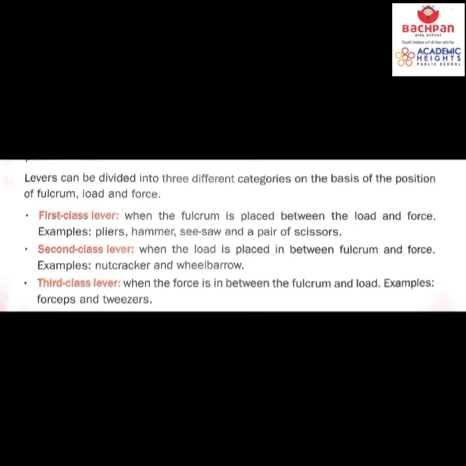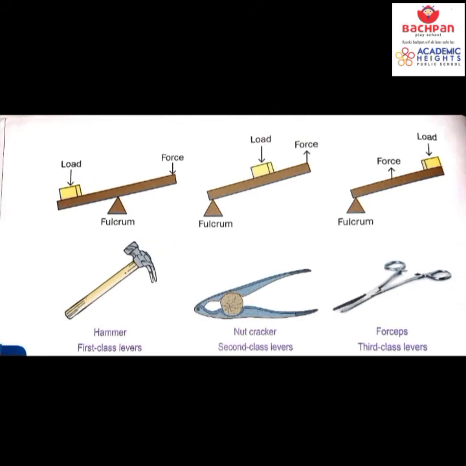जब हम fulcrum is placed between the load and the force, then we call it a first class lever. Examples: pliers, hammer, seesaw, and a pair of scissors. Second class lever: when the load is placed in between the fulcrum and the force, then it is a second class lever. What is an example? Nutcracker and a wheelbarrow. Third class lever: when the force is between the fulcrum and the load, then the examples are a forceps and the tweezer, even the fishing rod. Let's see it with the help of examples.